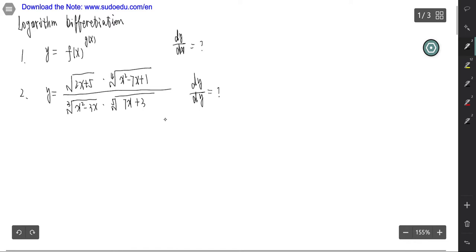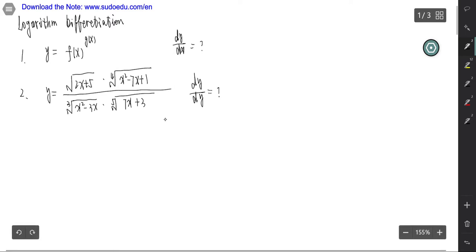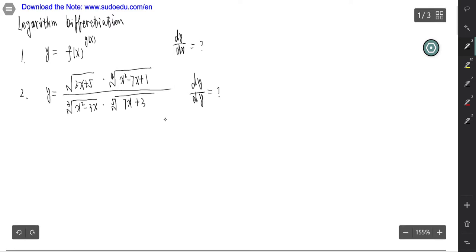The first one, we don't have any formula for this type of function, because these functions are not exponential functions, nor power functions. So we need to deal with those types of functions. The second type of functions are too complicated to find the derivative. But we can use some method to simplify this one. This method is called logarithm differentiation.